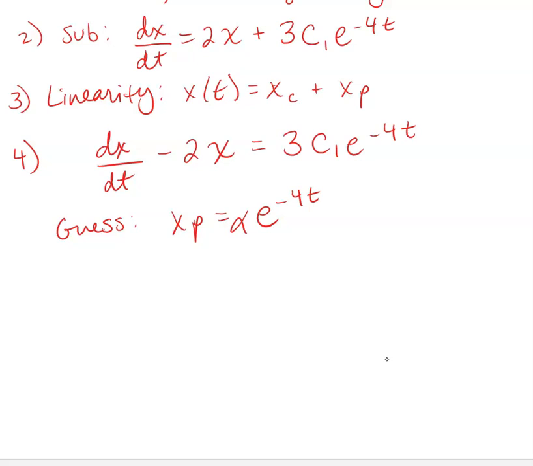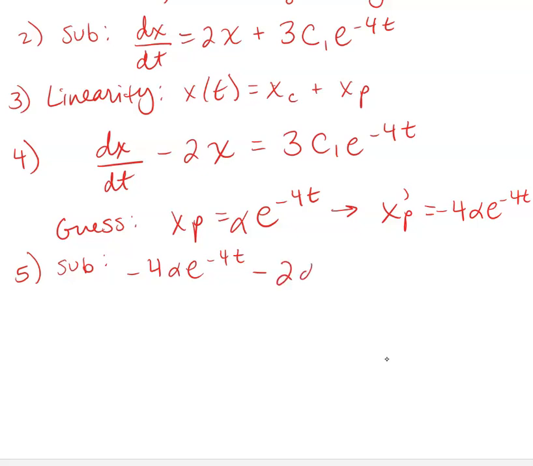So then I'm going to substitute this back into that above equation. So dx/dt, if this is my particular solution, would be the derivative of this expression. So let me come over here and write that. x sub p prime would be negative 4 alpha e to the negative 4t. So I'm going to substitute that back in. So I have negative 4 alpha e to the negative 4t minus 2x, but x we just said was going to be alpha e to the negative 4t, and that equals 3 times c1 e to the negative 4t.